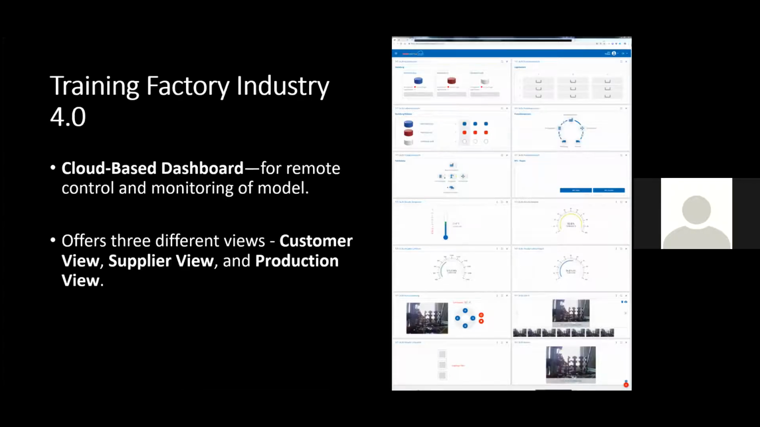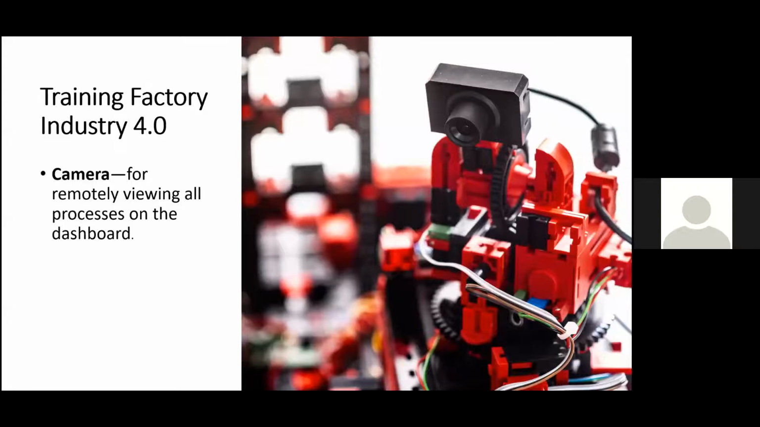Now, as you just saw, the model incorporates many features not found in the models we previously discussed, most notably the use of the cloud-based dashboard for monitoring and controlling the model. Some other examples would be the camera for visually monitoring the factory functions from the cloud-based dashboard, as well as the environmental sensor, which collects data on variables such as temperature, air quality, humidity, and air pressure.